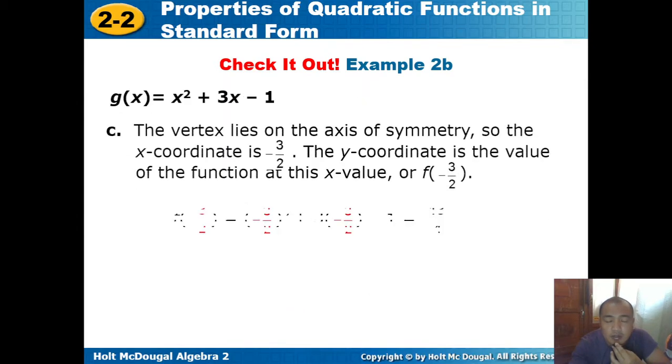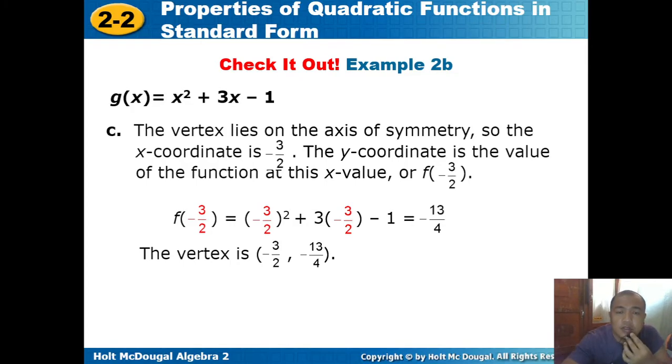Next, find the vertex. Negative 3 halves is the x-coordinate of the vertex. So to solve for the y-coordinate of the vertex, substitute x by negative 3 halves here. So negative 3 halves squared plus 3 times negative 3 halves minus 1 is negative 13 fourths. So the vertex is negative 3 halves, negative 13 fourths.